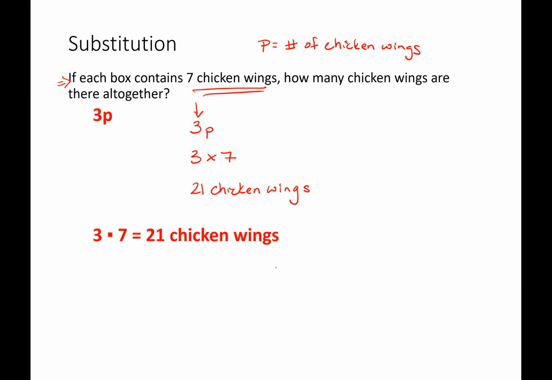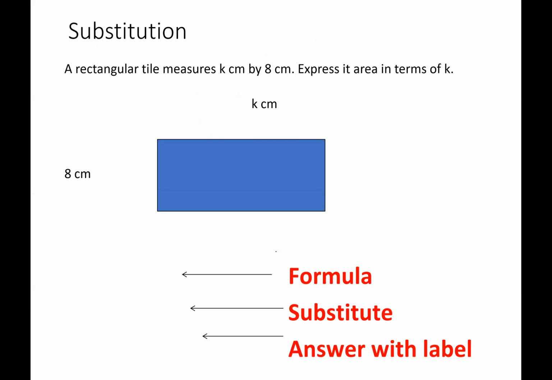All right, let's do another one. A rectangular tile measures K centimeters by 8 centimeters. Express its area in terms of K. First of all, you are going to have to think back and remember the formula for area. Anybody remember that? It's one you've practiced with quite a bit. Declan, what is it? Length times width. Length times width, good. So our first line is going to be area equals length times width. We're going to go ahead and use the dot there today. The dot stands for multiplication.